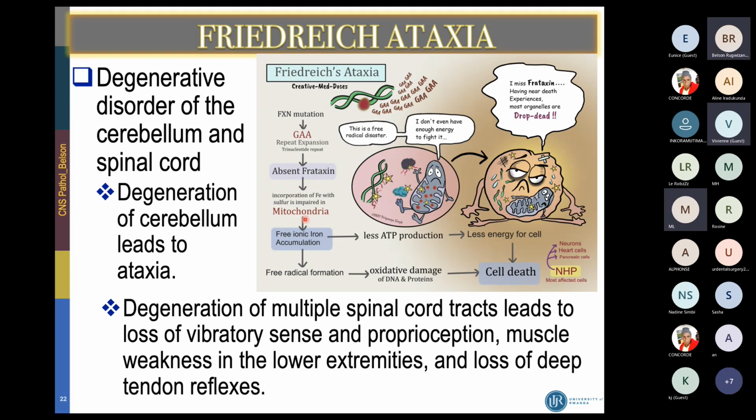As a consequence, the incorporation of iron with sulfur is impaired in the mitochondria, and therefore the mitochondria will have accumulation of the iron, because this iron should react with sulfur. If that reaction doesn't take place, accumulation of the ionic iron will happen, and first there will be free radical formation.